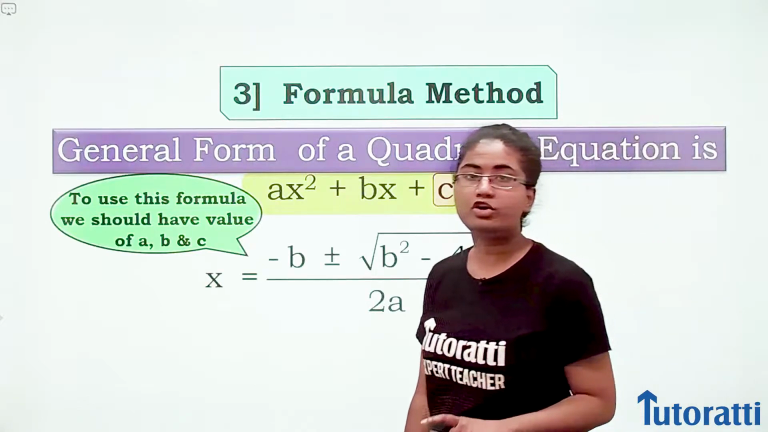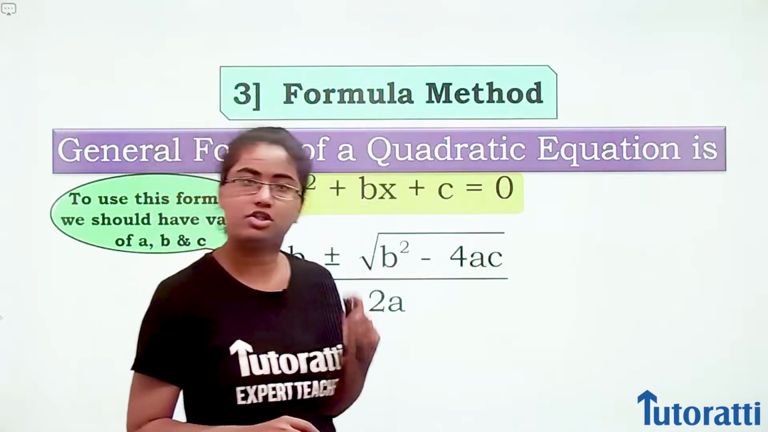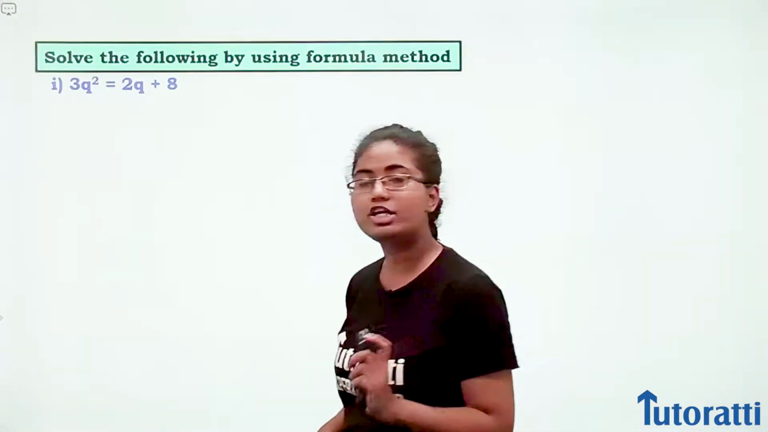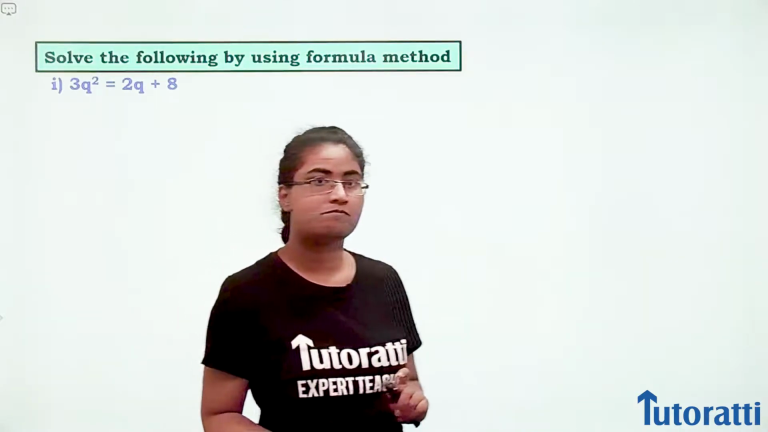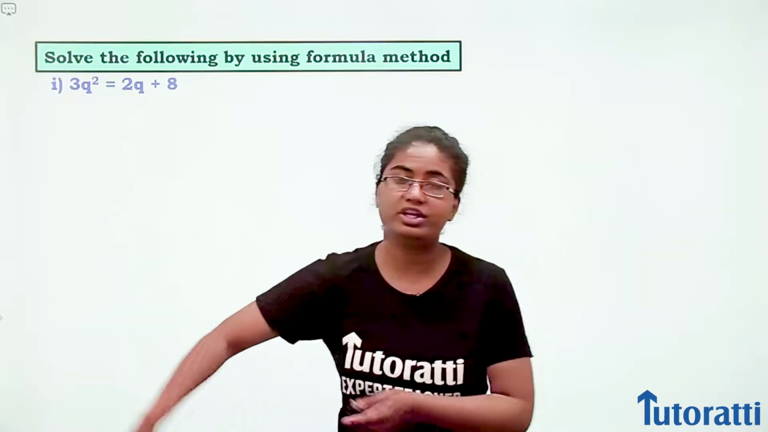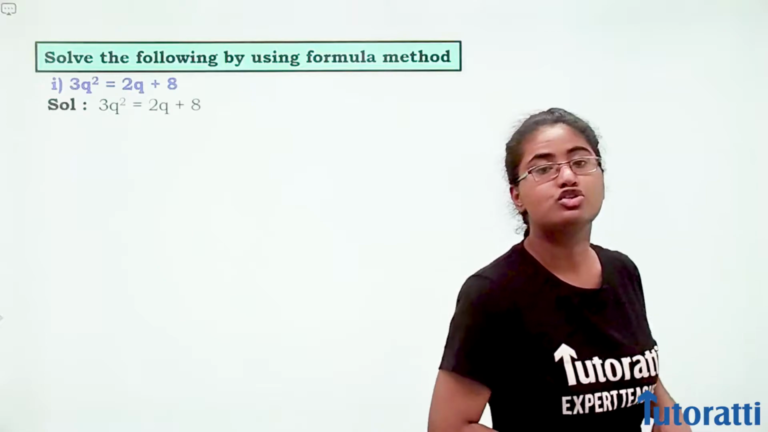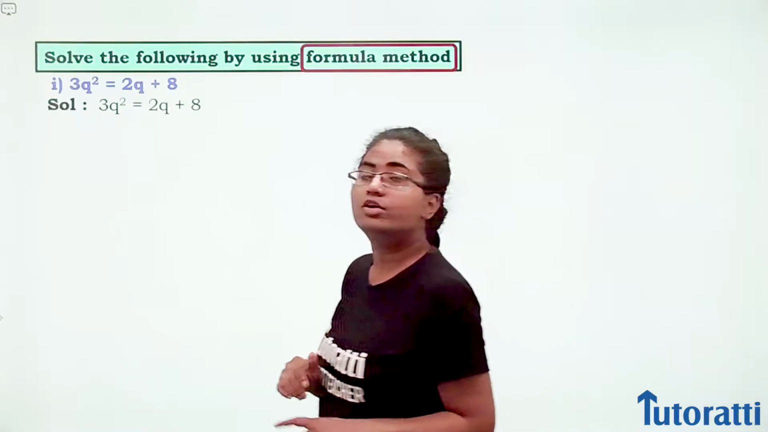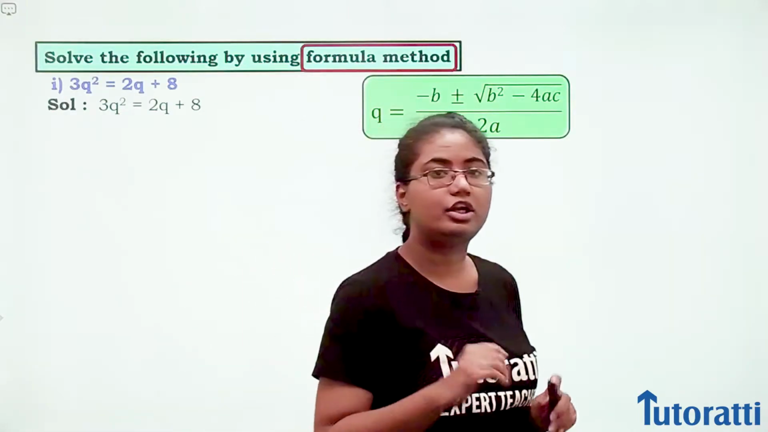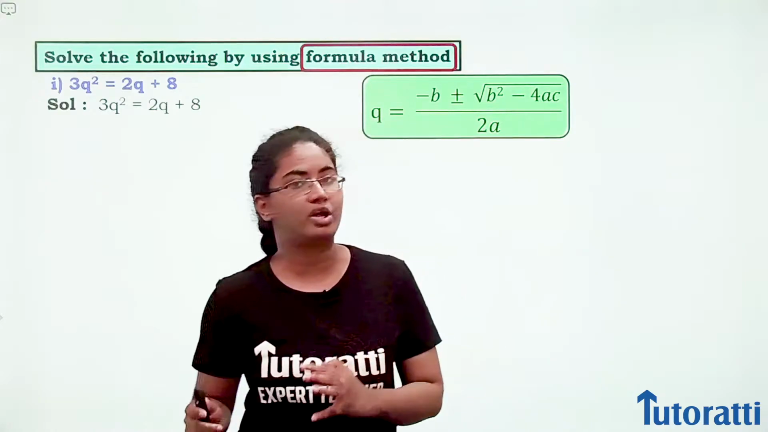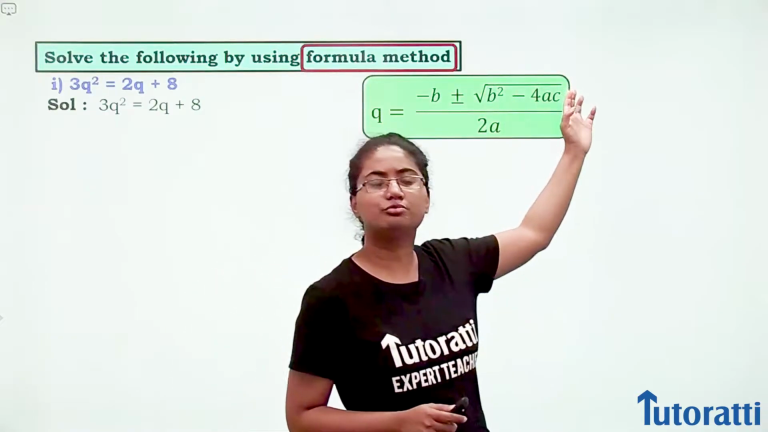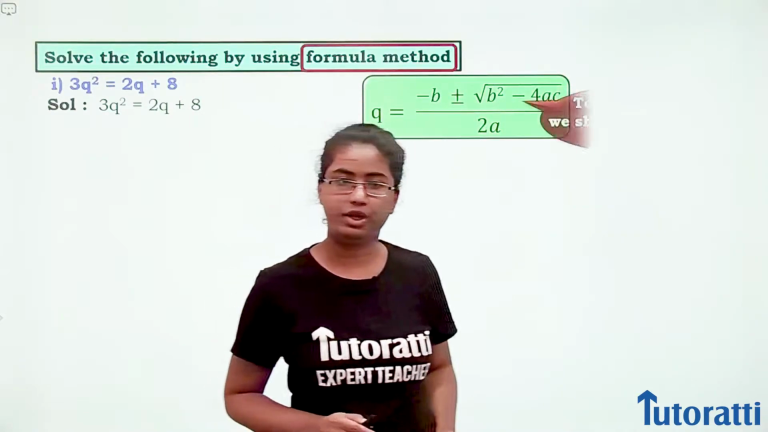Alright? Now we are going to start solving a sum based on this method. Shall we? The sum is 3q square is equals to 2q plus 8. The terms are scattered on both the sides. How do we need our terms? We need them on one side of the equation. Before we solve it using formula method, we have to recall the formula and get the terms on one side. So variable is equals to minus b plus or minus root b square minus 4ac upon 2a.